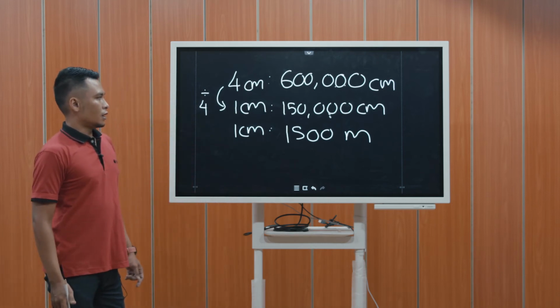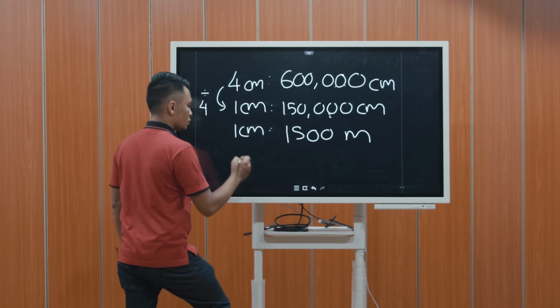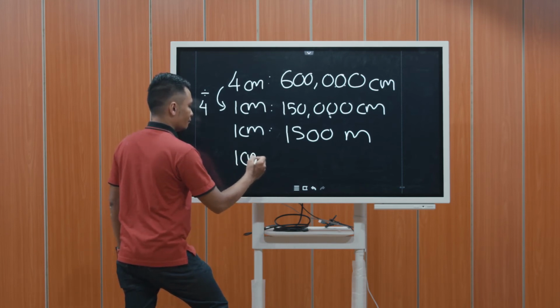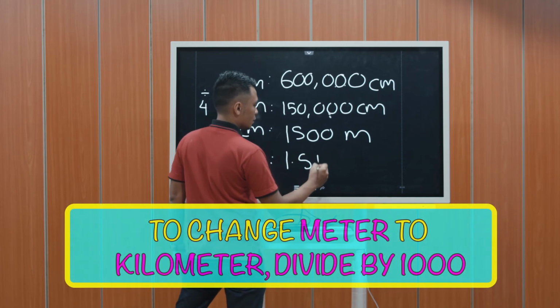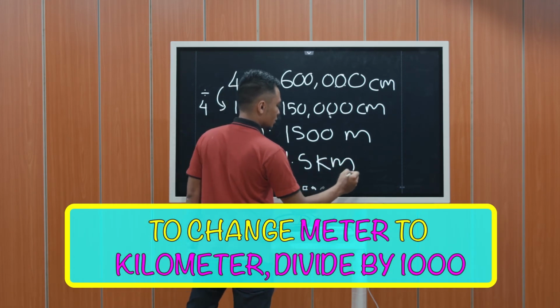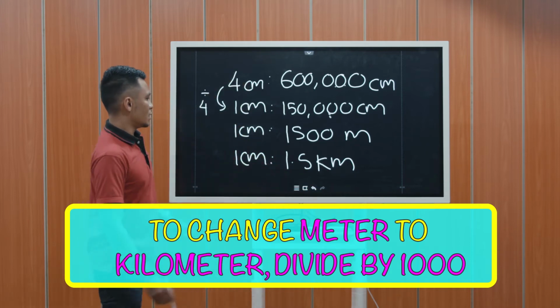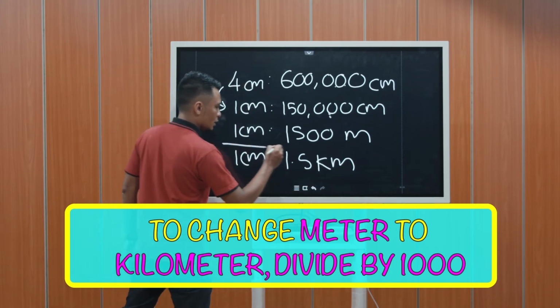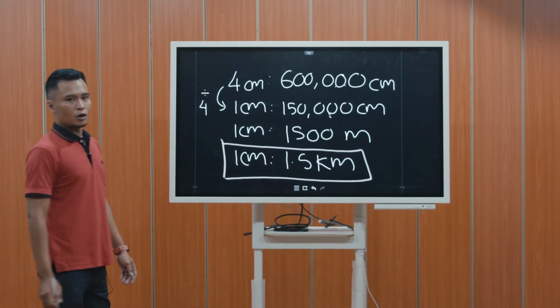Okay? Then I get it in kilometers. I must divide another 1000. So 1 centimeter is to 1.5 kilometers. Okay? So now the map scale is this: 1 centimeter is to 1.5 kilometers.